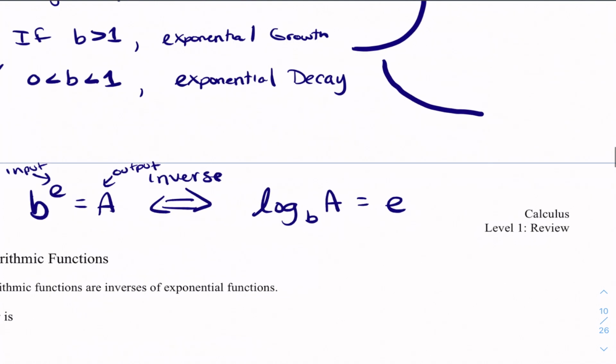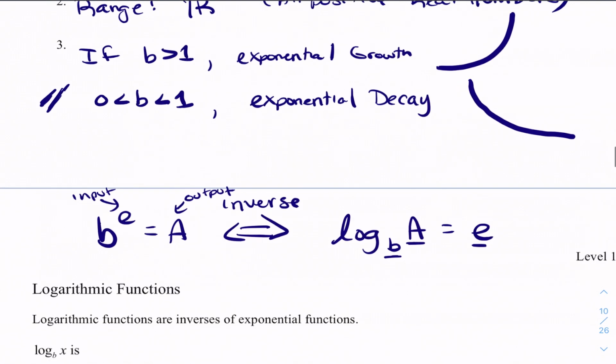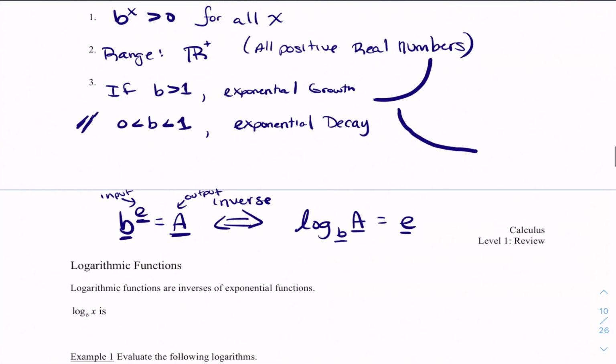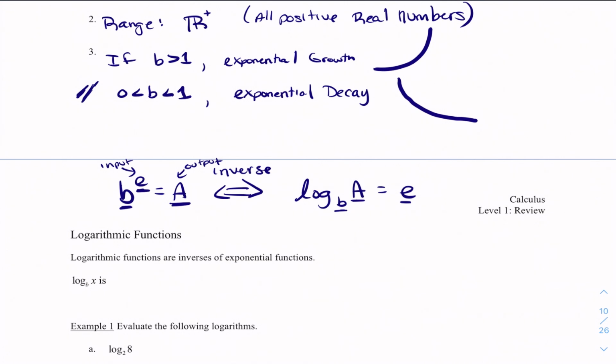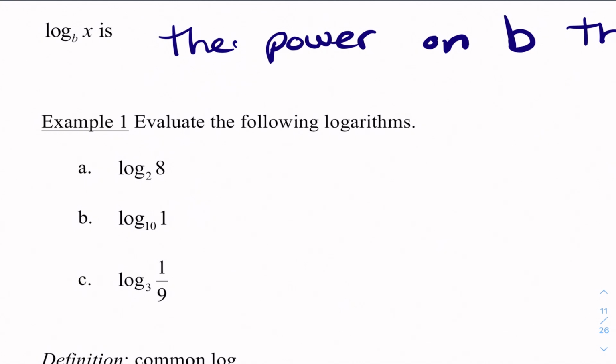So why I say bay is base, answer, exponent, base, answer, exponent. They're all the same pieces, they're just in different order. The definition of a logarithmic function is log base b of x is the power on b that gives the answer x. So some basic properties that we can look at here, which you should know.